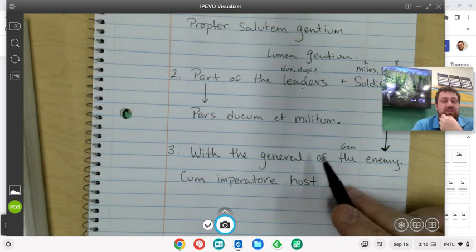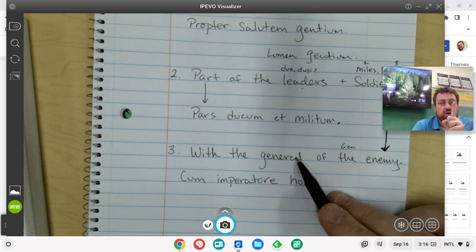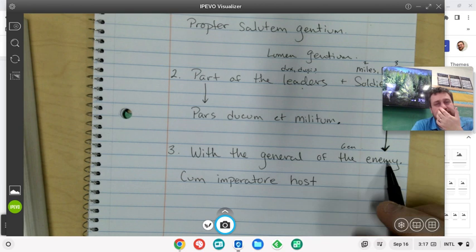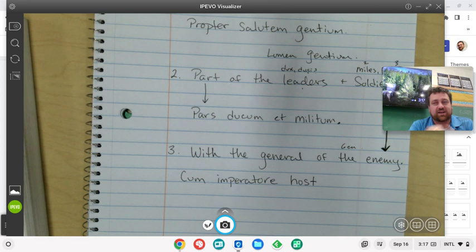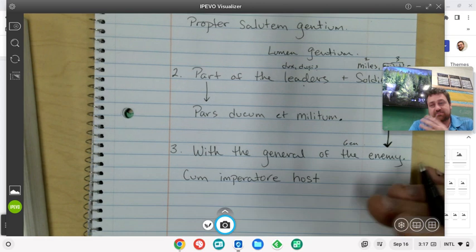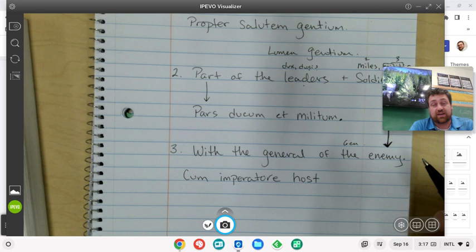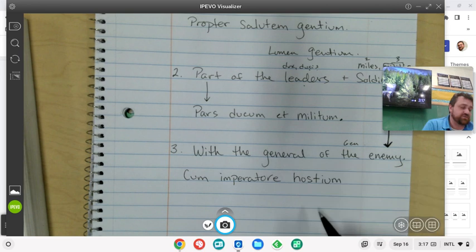So here's my question. Is this general the general of one enemy soldier? Does he have one enemy soldier under his command? No, probably he has multiple enemy soldiers in his command. Just because we don't say of the enemies, we say of the enemy, we kind of combine it into one, doesn't mean Latin does the same thing. So we are going to actually say hostium, of the enemies, even though in English we sometimes just always use the singular. So cum imperatore hostium, with the general of the enemies. Okay, the rest I think you should be able to do just fine.